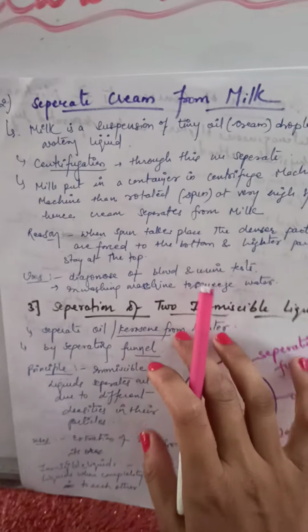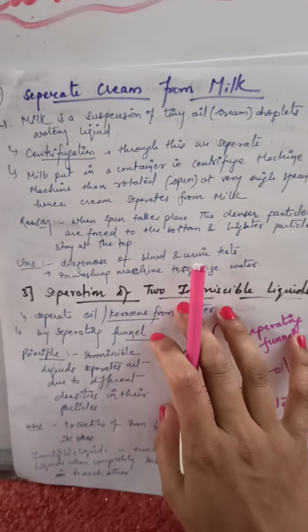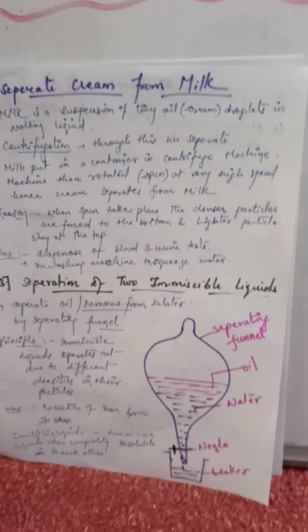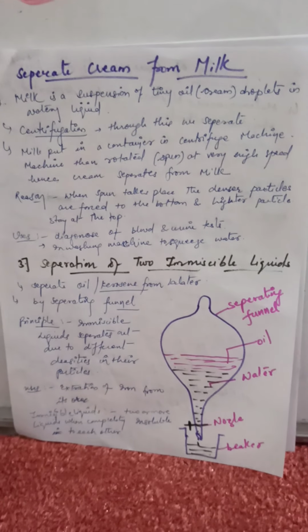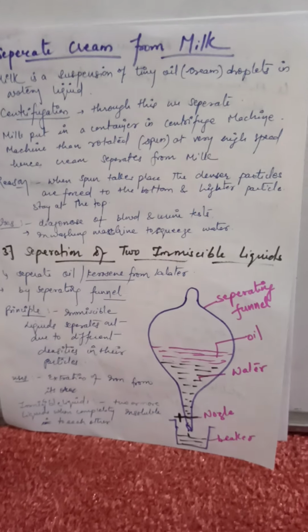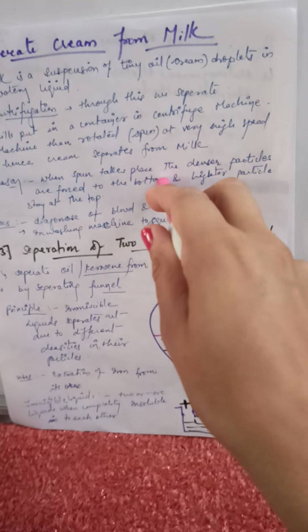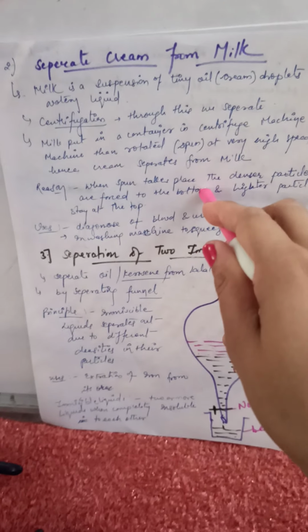Let's move to the next technique. The second technique we are going to discuss today is separation of cream from milk. A simple process, and the process name is centrifugation. As we all know, milk is a colloidal solution, right? I discussed this in our previous class.